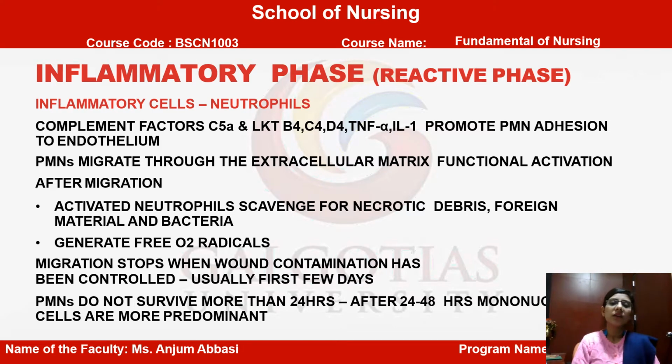So students, here you are going to learn the inflammatory phase. In this you can see complement factors like C5a and LTB4 promote PMN adhesion to endothelium. PMNs then migrate through the extracellular matrix. Functional activation after migration will be there. Then the activated neutrophils scavenge for necrotic debris, foreign material and bacteria, and then generate free oxygen radicals.